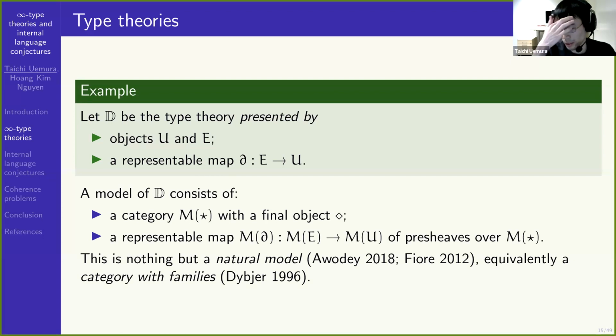So what does it mean? So we can concretely describe models of D. So it consists of a base category M star and a representative map, and a morphism from D to a such category. But because D is presented by this data, such a morphism is completely determined by the values at the generators. Therefore, a model of D consists of a base category and just a representative map in the base category. And this is nothing but equivalent to a natural model or category with families. So we can recover the standard notion of models of type theories. Okay.